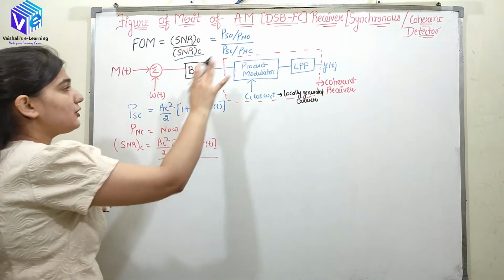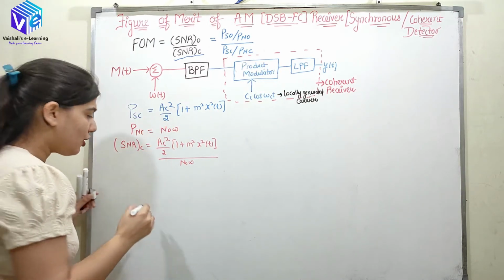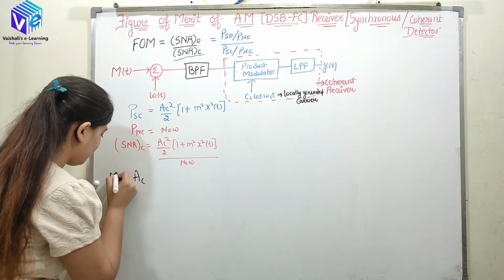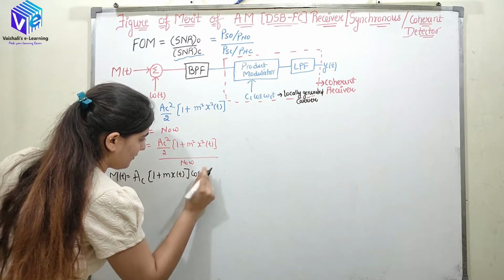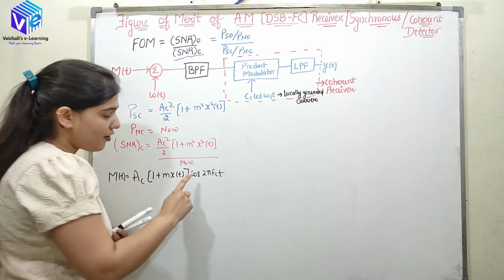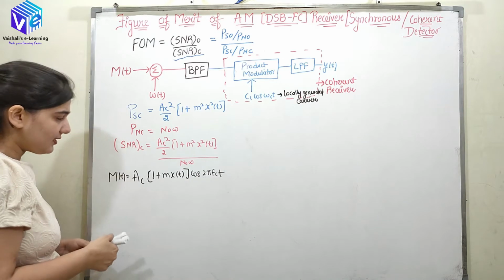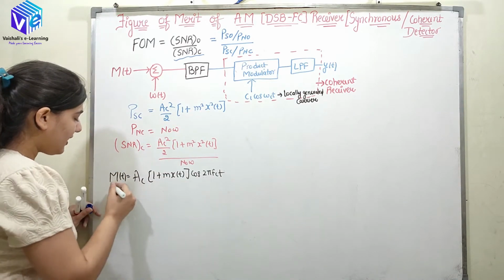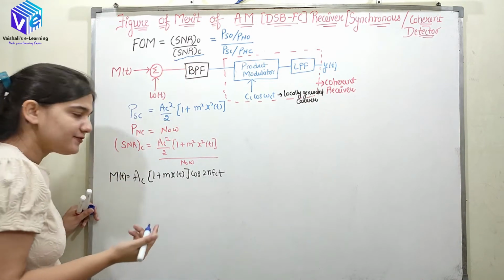Now coming to the receiver. At the receiver we have m(t) plus noise. Now what is my m(t)? m(t) is again Ac (1 plus m x(t)) cos(2 pi fc t). This is my modulated signal. Now here at the receiver, we'll have the in phase and the quadrature component of the noise because we are using the band pass filter here.